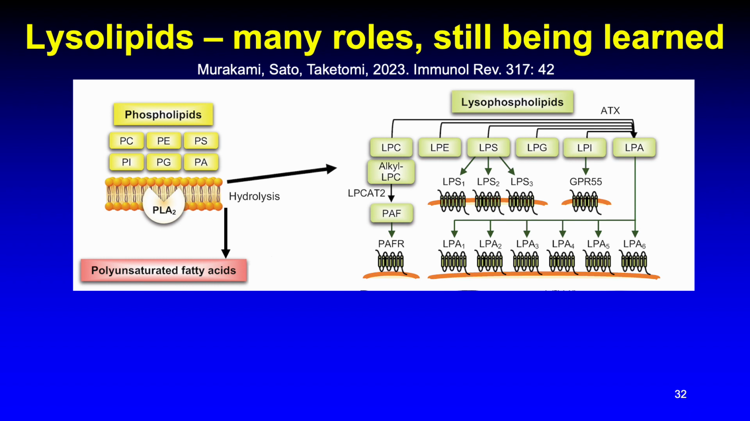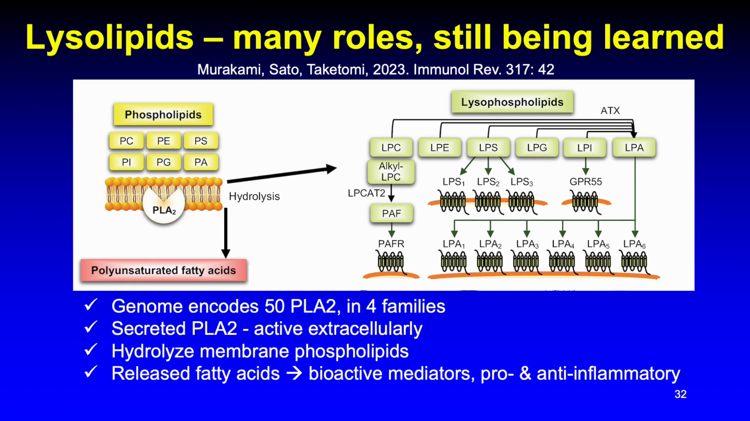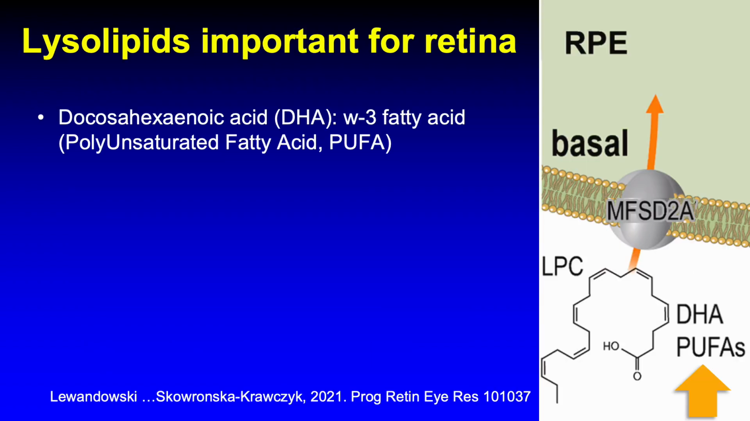Now, lysolipids are actively studied in many organ systems. They are generated by the activity of lipases on cellular membranes, shown at the left. There are 50 phospholipase A2 enzymes in 4 families, and secreted PLA2 act extracellularly to hydrolyze membrane phospholipids. The long-chain fatty acids released by PLA2 give rise to bioactive lipid mediators with pro- and anti-inflammatory action, depending on the organ system or disease.